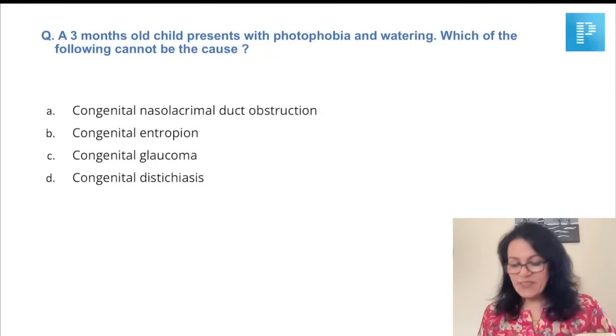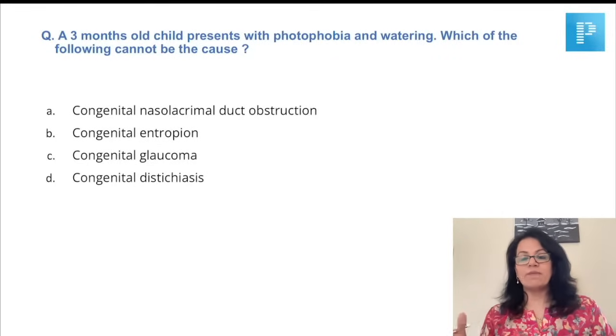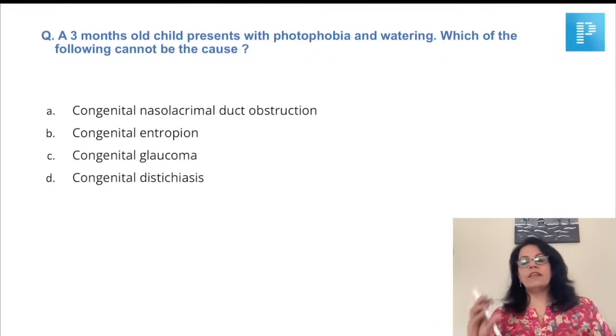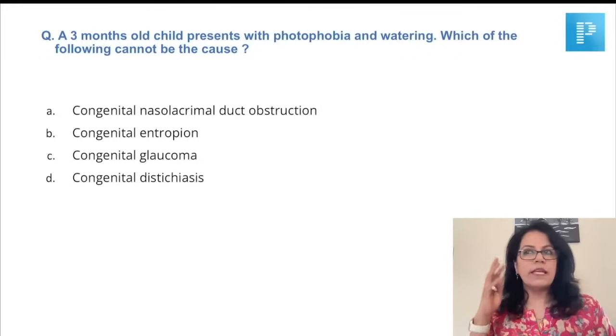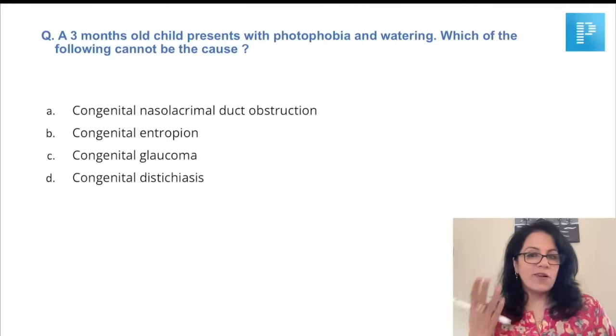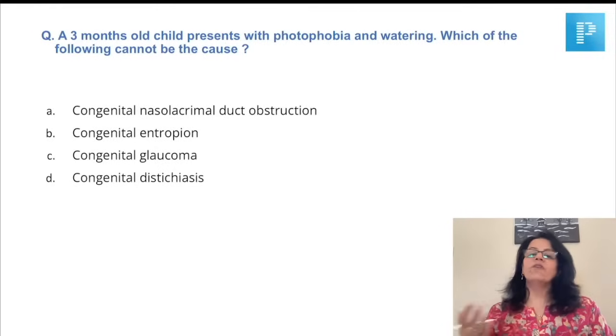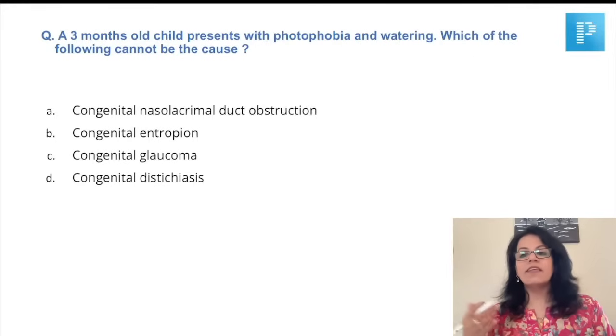So we come to the next question. A 3 months old child presents with photophobia and watering. Which of the following cannot be the cause? It has made the question so simple. Tell me, in a small child with photophobia and watering, what are mainly the three differential diagnoses that come to our mind? It is either congenital glaucoma, or congenital retinitis, or it could be ophthalmia neonatorum. These are the three main causes.